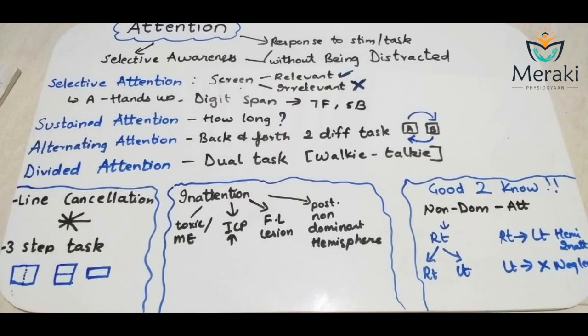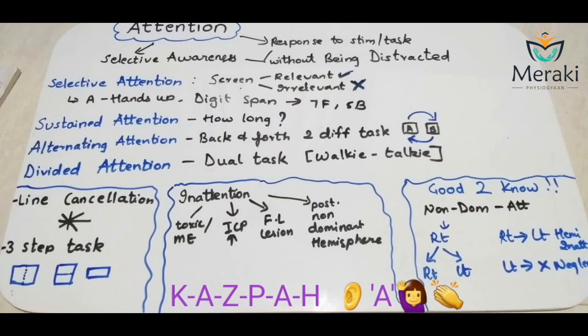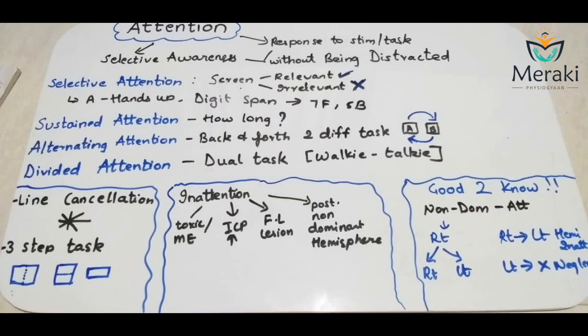A hands up is where there is a set of alphabets, and whenever they hear the alphabet A, they raise or clap their hands. You can similarly do it with numbers as well. In the digit span test, you give them a 3-digit, 5-digit, 7-digit number, and ask them to repeat it forward and backwards. In a normal scenario, a person can say 7 forward, and for backwards there is plus or minus 2, so 5 backwards is considered normal.